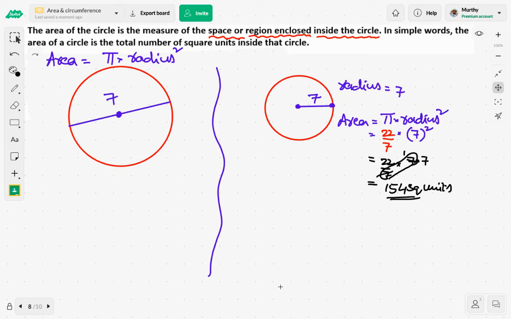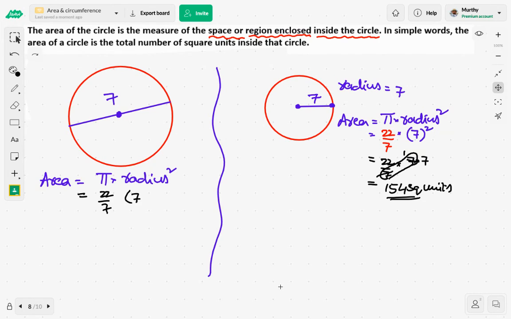Next, coming to the first question, we know that the area formula is pi r square. Majority of the students first copy the formula, then write area equals pi times radius square. Then in a hurry, they write 22 over 7 times 7 square, and then 22 over 7 times 7 times 7. Actually, this is not right, because please notice that the given value here is that the diameter is 7.